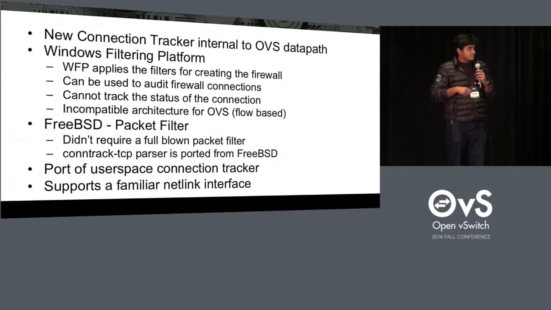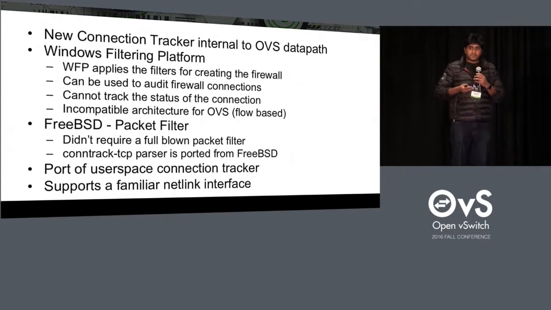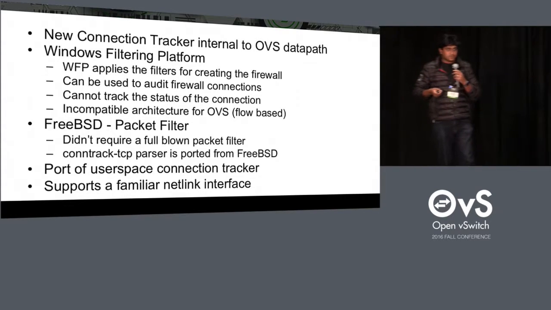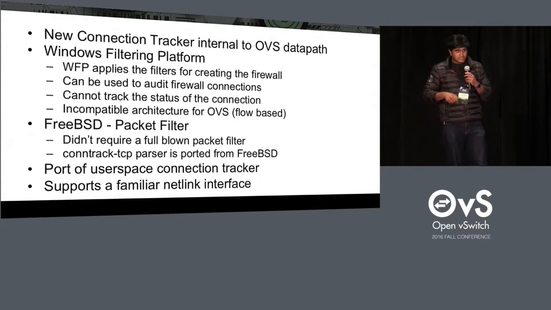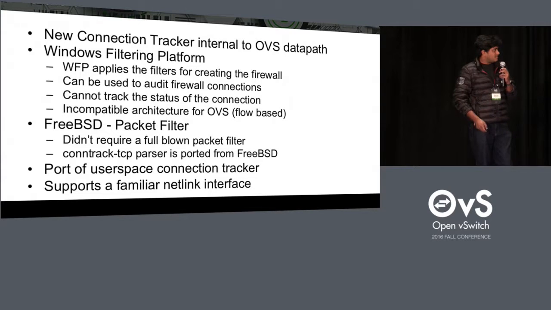That said, the other alternative was FreeBSD's packet filter. It's FreeBSD, so we could have just used that directly. However, the issue with packet filter is that we didn't require a full-blown firewall. Instead, we wanted to implement that using OVS. Around the same time that we were looking into it, one of my colleagues, Daniele, wrote a new connection tracker for the OVS userspace that's being used by DPDK. I could pretty much port most of that over to use in the Hyper-V datapath. We do use FreeBSD's conntrack TCP parser. That's the only thing being used right now, and we are still adding support for more. Apart from that, we also support a familiar netlink interface, so you can query any of the conntrack things very similar to how you do it on KVM.